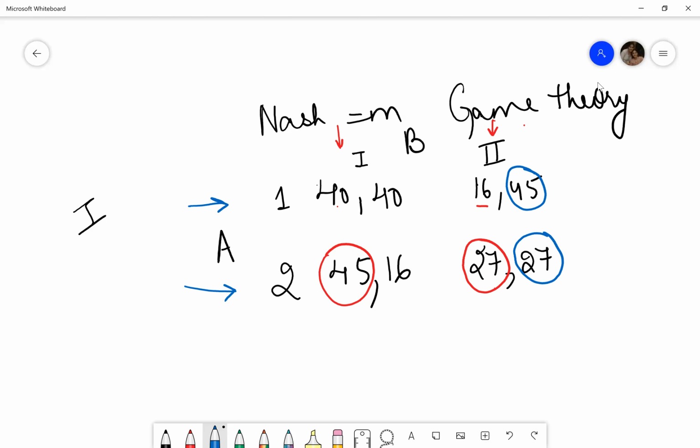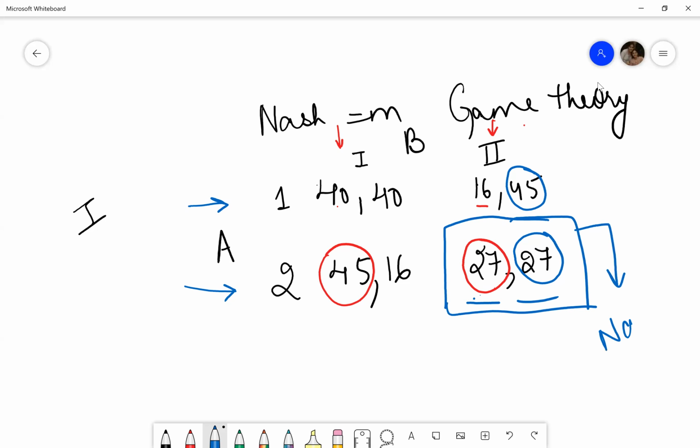Now we have to see in which cell both the values are circled. We have both the values marked when both A and B are following the second strategy. So this will be your Nash equilibrium, saying that this is the best possible strategy followed by both players A and B. So here we have identified the Nash equilibrium.